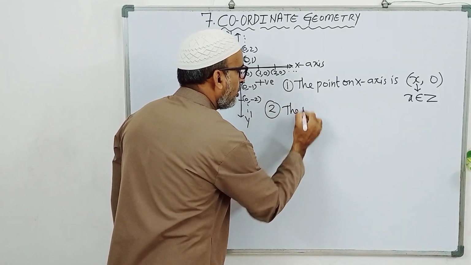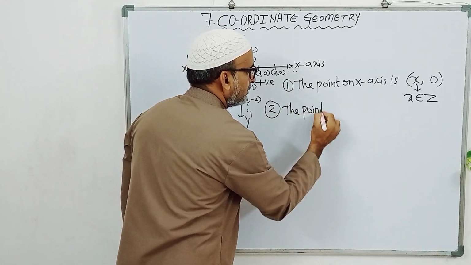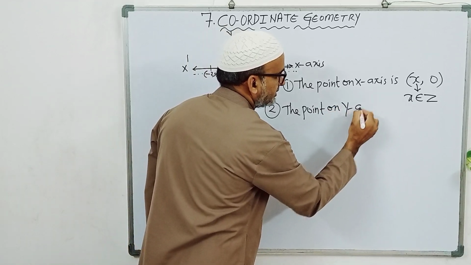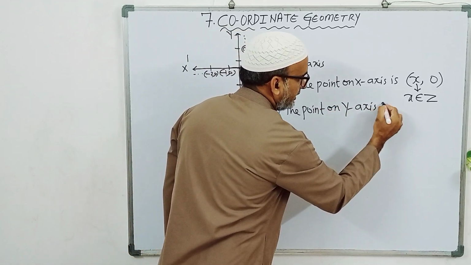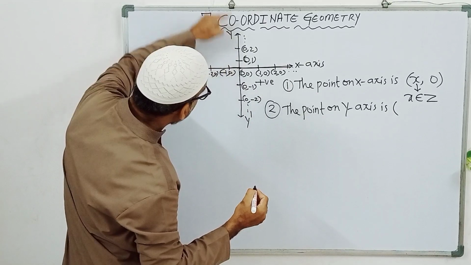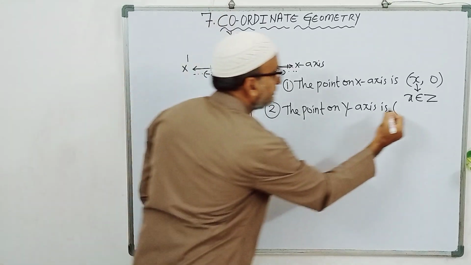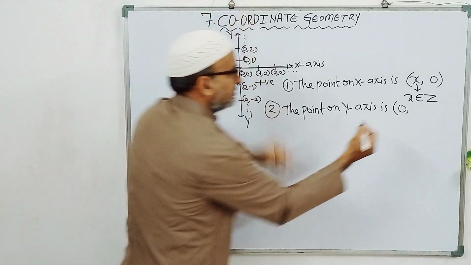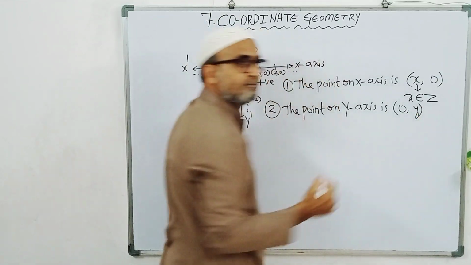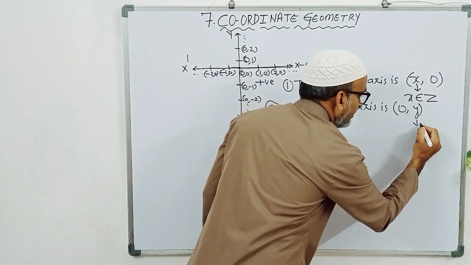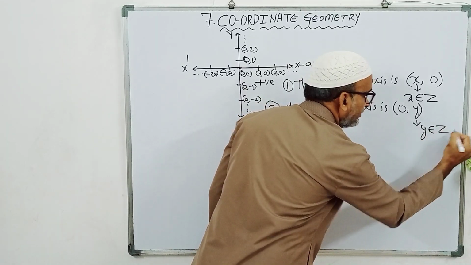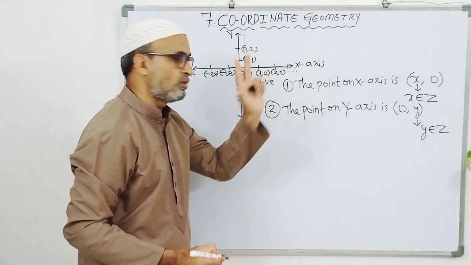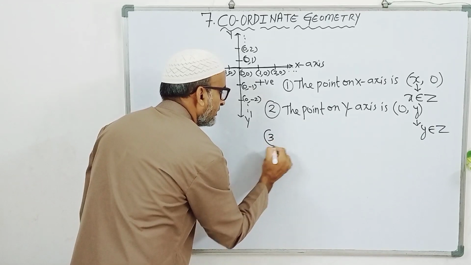Next, second point. The point on y-axis is: on y-axis you see x point will be 0, y point will be minus 2, minus 1, and so on, where y belongs to Z. That is okay.